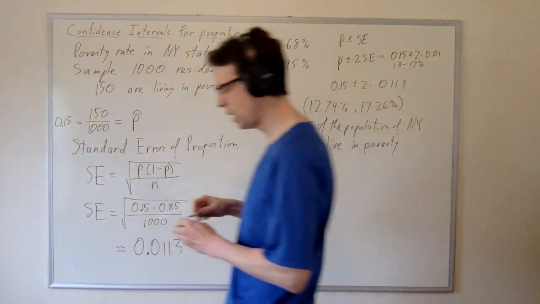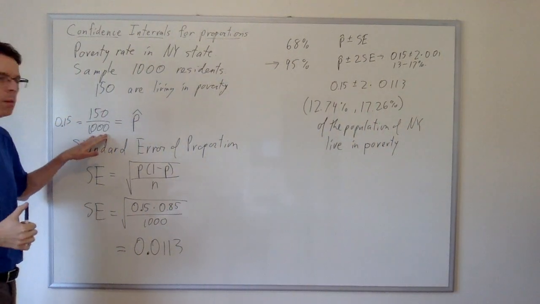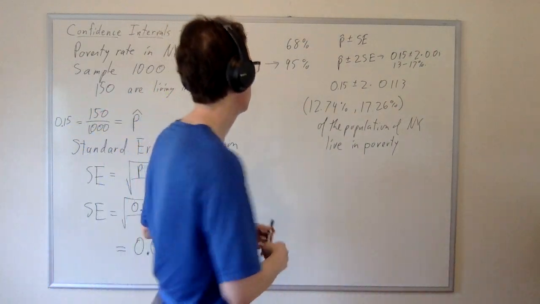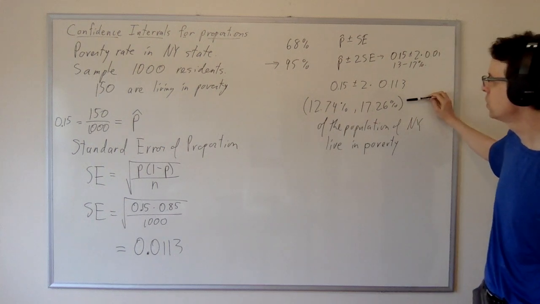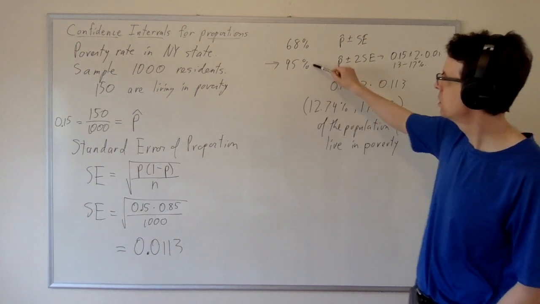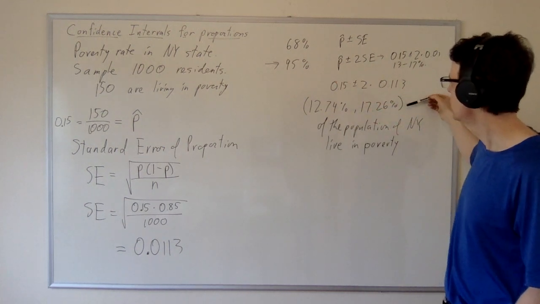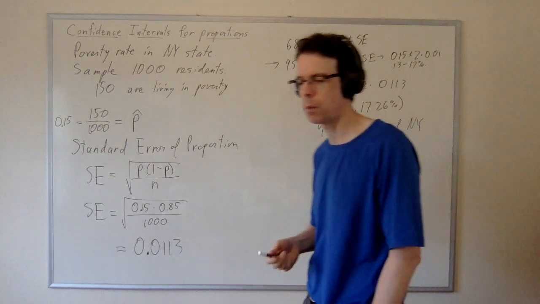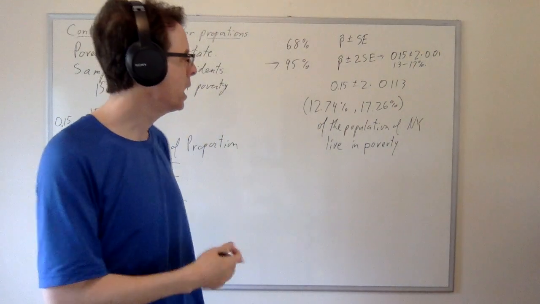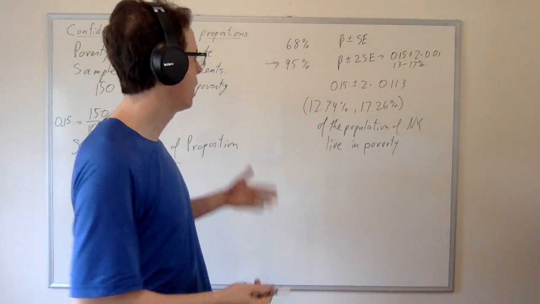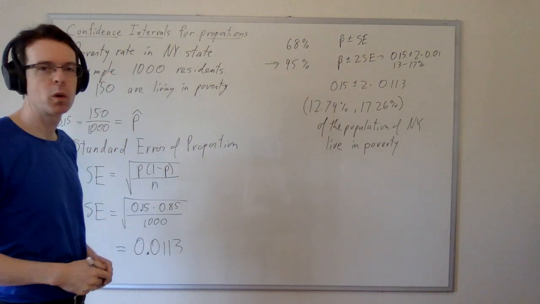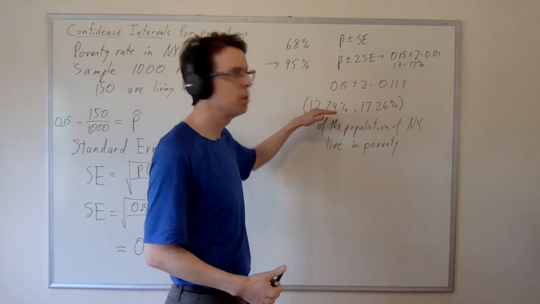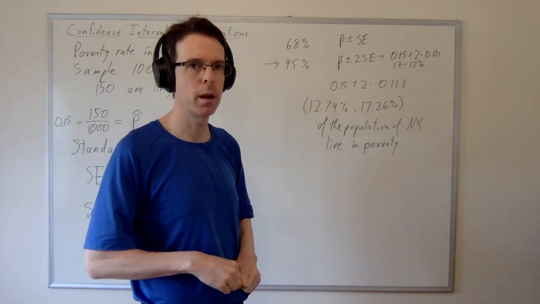You see, we've only sampled 1,000 people, and so we're only getting limited information. And so we can't necessarily trust our result exactly. And that's what the confidence interval is illustrating to us. We can say with confidence, that is with 95% level confidence, that somewhere between 12.74% of the population and 17.26% of the population are living in poverty. We can't say definitively that, say, more than 14% of the population is living in poverty. We can't say that because, you know, it could be slightly less than that. It could be slightly more than that.